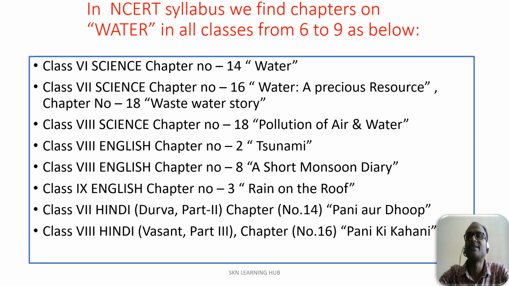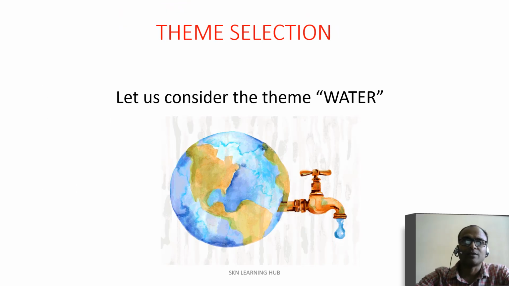In the NCERT syllabus, we find chapters on water in all classes from 6 to 9. Like in class 6 science, chapter number 14 is on water. In class 7 science, chapter number 16 is there, Water, a Precious Resource. Chapter number 18 is also there, Wastewater Story. Similarly, in all classes of 6 to 9, we have different chapters in different subjects on the theme water. Let us consider the theme water.